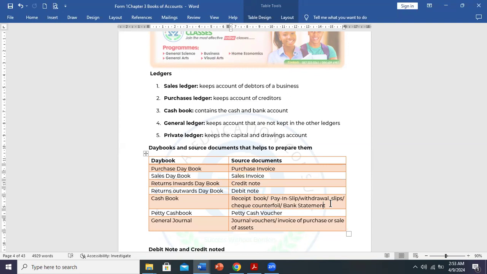And then we also have the bank statement. Bank statement. A check counterfoil. Let me speak about that one. A check counterfoil. I want to believe we've all seen a check before, a checkbook before.